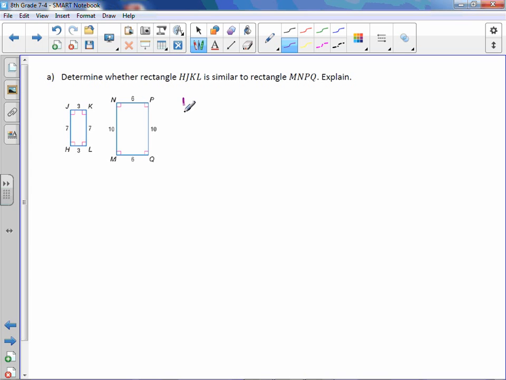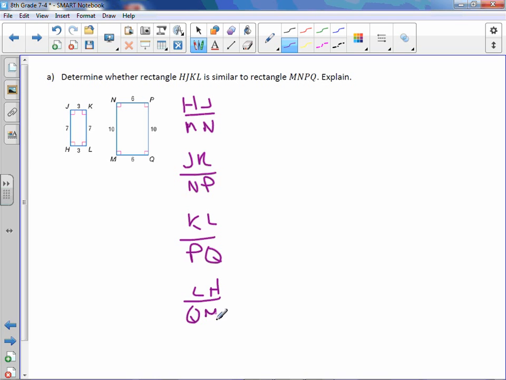So let's compare HJ to MN. Let's compare JK to NP, KL to PQ, and LH to QM.